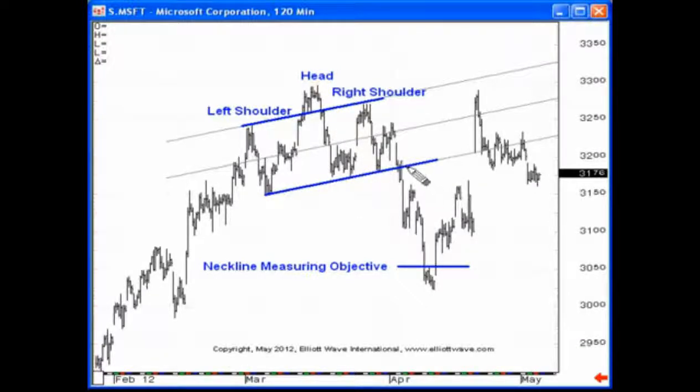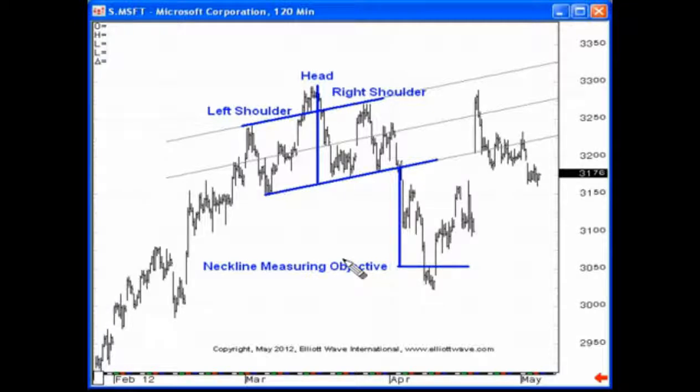Now following the breakout, which is when the neckline is actually penetrated, we can employ what is referred to as a neckline measuring objective, or neckline measuring technique. That would simply be the distance from the height of the head down to the neckline, and then you project that downward from the breakout point. This gives you a very nice target to look for prices to travel to the downside. Because we have the left shoulder, head, right shoulder, this is a bearish reversal pattern. The same thing can happen on the bottom, and it can be a bullish reversal pattern as well.